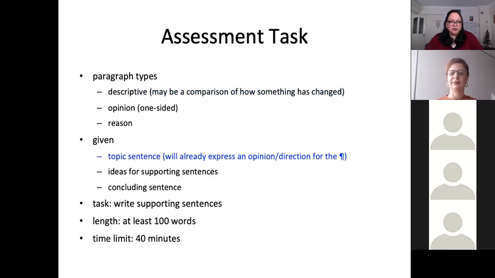And as I mentioned before, it's important that students pay close attention to the topic and the concluding sentence that are given, because they will need to use the ideas that are listed in the topic sentence for the assessment task. Again, the main point of the task is for the students to write the supporting sentences. They have to write at least 100 words, and they have 40 minutes to do that.